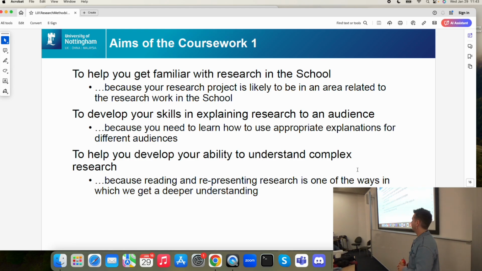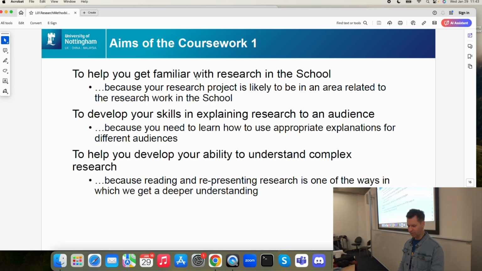So one of the goals of the first coursework is to help you familiarize yourself with the research in the school. Right, the school is big, right? There are over 50 academic staff members. So this is going to help you start familiarizing yourself with the research that happens in the school. It will also help you familiarize yourself with the staff. So it's to help you to get familiar with the school.